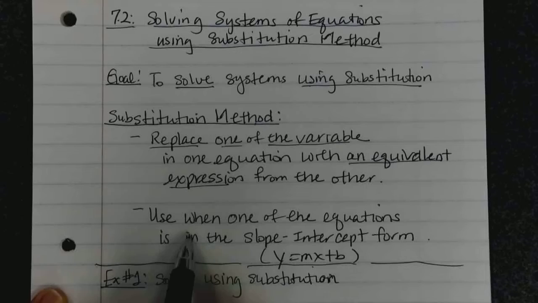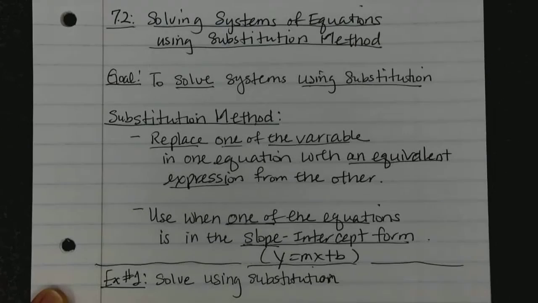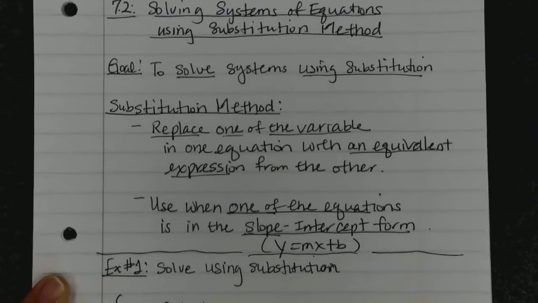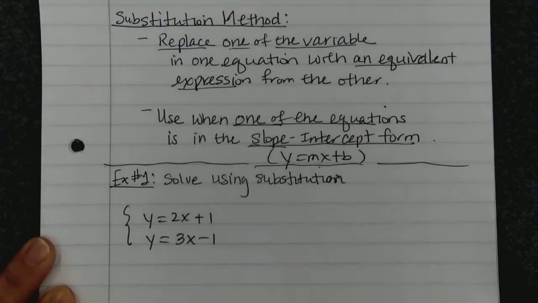You also use substitution when at least one equation is in slope-intercept form. So when you're given a choice of which method to use, use substitution if you have at least one of the equations in slope-intercept form, which is y equals mx plus b. In example number 1, I have this system of two equations of a line, and I'm going to solve this using substitution.